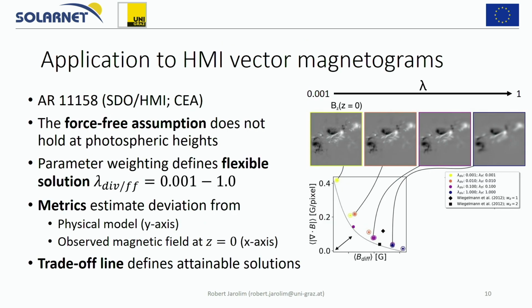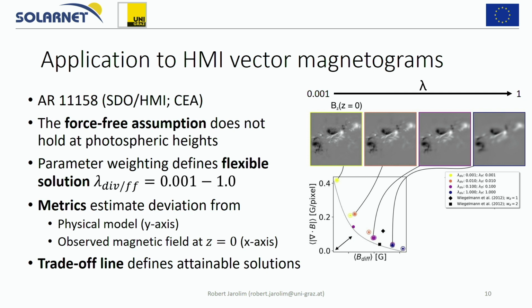So with this, we can move forward to observations. And here we apply our method to HMI vector magnetograms. And the first thing that we have to appreciate here is that the physical model that we're using is not correct. So the force-free assumption does not hold at photospheric heights, so we'll have some deviations there. And the way that this is usually approached by force-free extrapolation methods is to pre-process the field in a way that is suitable for the input.